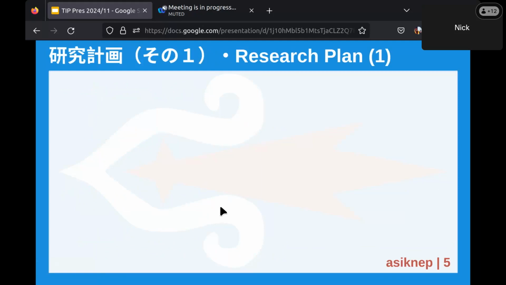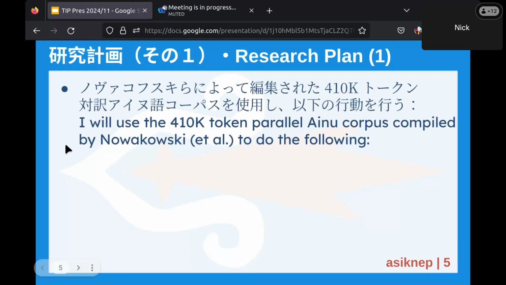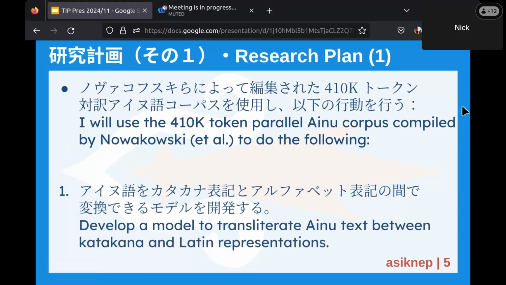And so going into that study, or more properly said, research, let's go into my plan for this research. I'll use the 410,000 token parallel Ainu corpus that was compiled by Novakovsky and others from the TIP lab to do the following. One, I want to develop a model to transliterate Ainu text between the katakana and Latin alphabet representations of the language.